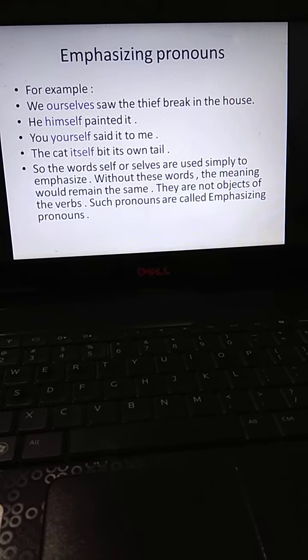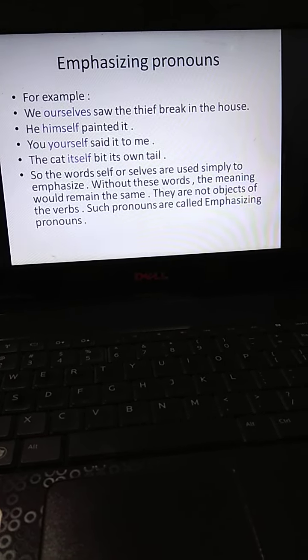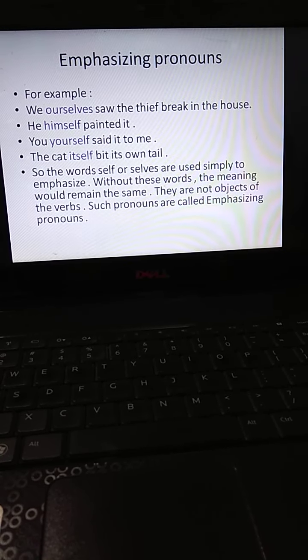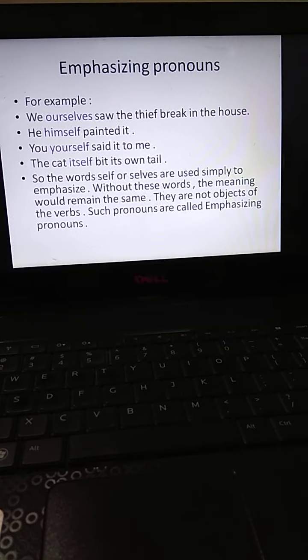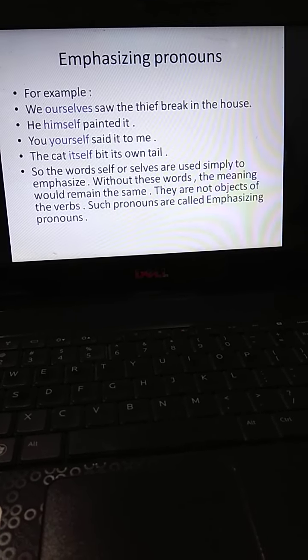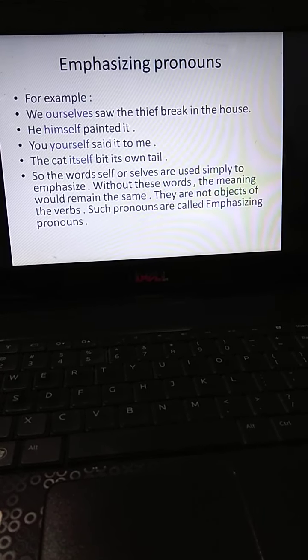Without these words, the meaning would remain the same. They are not objects of the verbs. Such pronouns are called emphasizing pronouns.